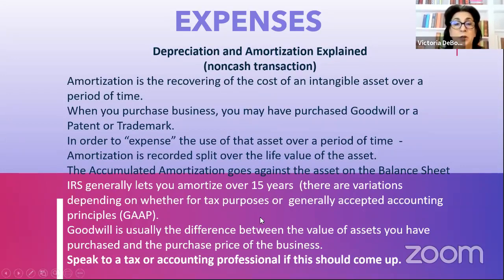Okay. So, again, this is something that you might want to speak to a tax or accounting professional if it comes up, but I just wanted to give you a little idea of it. It is an asset on your books. You do expense it the same way over a period of time, over the life value of the asset, and the accumulated amortization goes against that on the balance sheet.